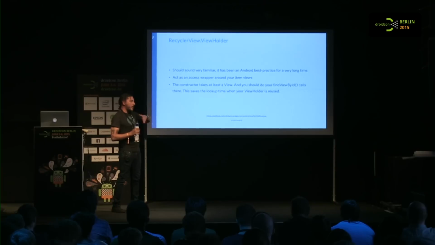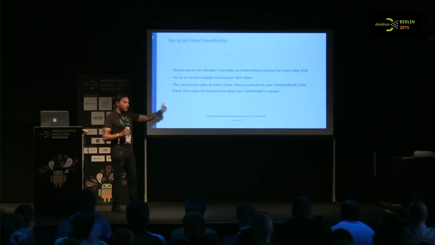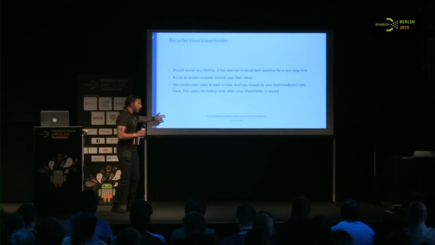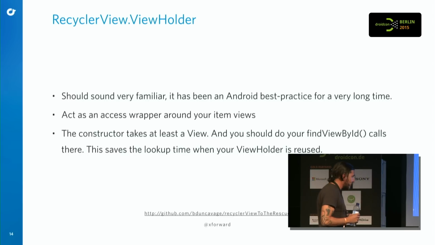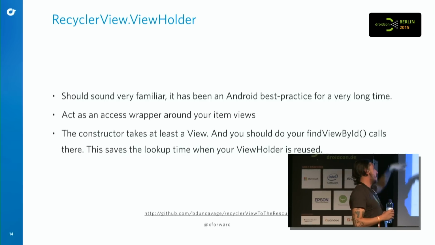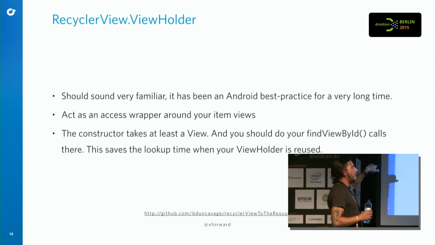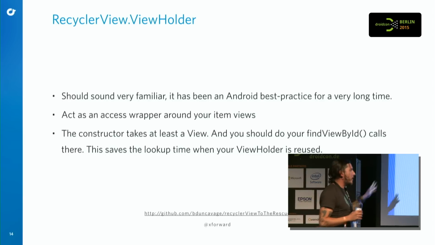The view holder itself really doesn't do much. When you're asked to create a view holder, you inflate your view and give it to the constructor of the view holder, and then in your constructor, you should do all your find view by ID calls and assign them to member variables of the view holder. So for example, if your view holder has an image and a text field, your view holder class might have a member variable that's a text view called primary text, and then an image view called image or whatever.